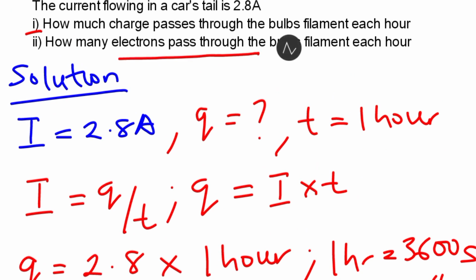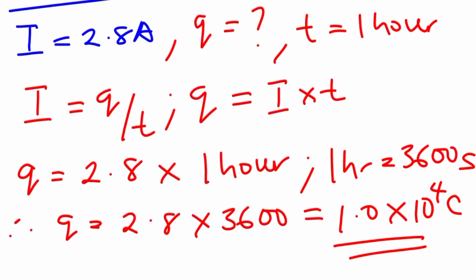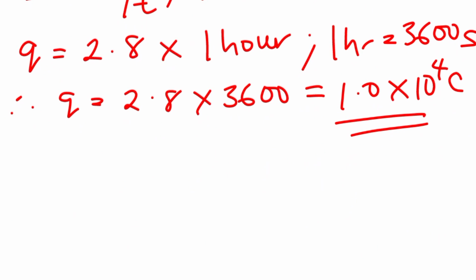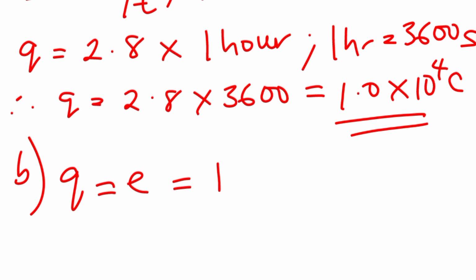For the second part of the problem, which asks how many electrons pass through the bulb filament each hour, that is what we are looking for. In order to solve for that, we need to know that the charge on an electron is 1.6 times 10 to the power of negative 19. This one is a constant.